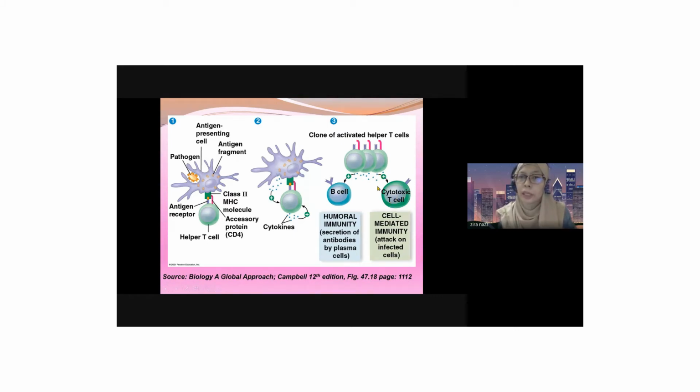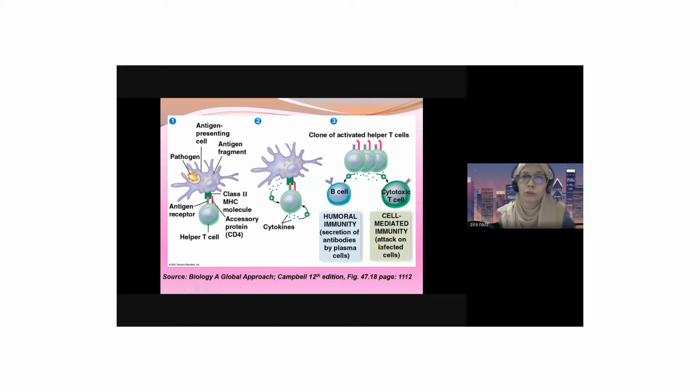If it activates the cytotoxic T cells, the cytotoxic T cells will also increase in size, form clones of cytotoxic T cells, and then it will attack infected cells. But this one is cell-mediated immunity. So take note that in humoral and cell-mediated immunity, different cells are involved. For humoral immunity, there are B cells and the regulatory cells, which are T helper cells. But for cell-mediated immunity, there are cytotoxic T cells or TC cells with the regulatory cells, the helper T cells.